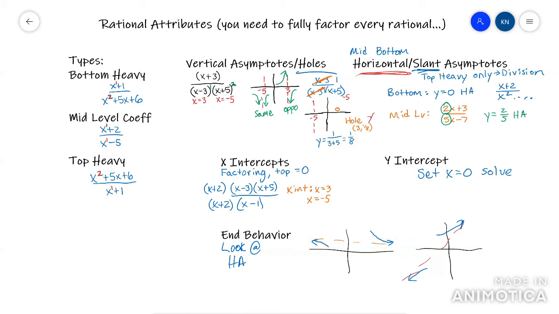Okay, I hope I didn't confuse you too much, but those are the main attributes you need to know going into any rational problem.